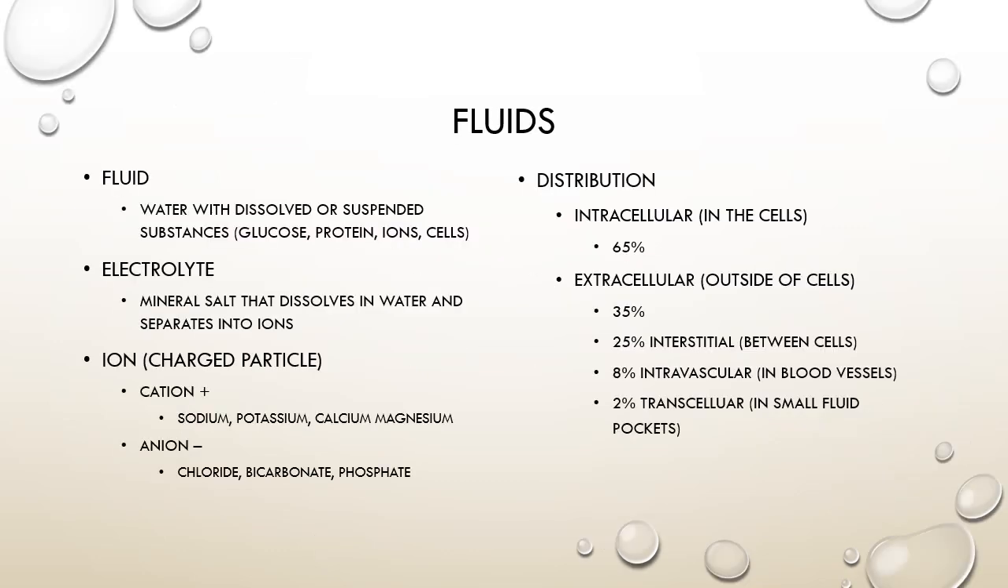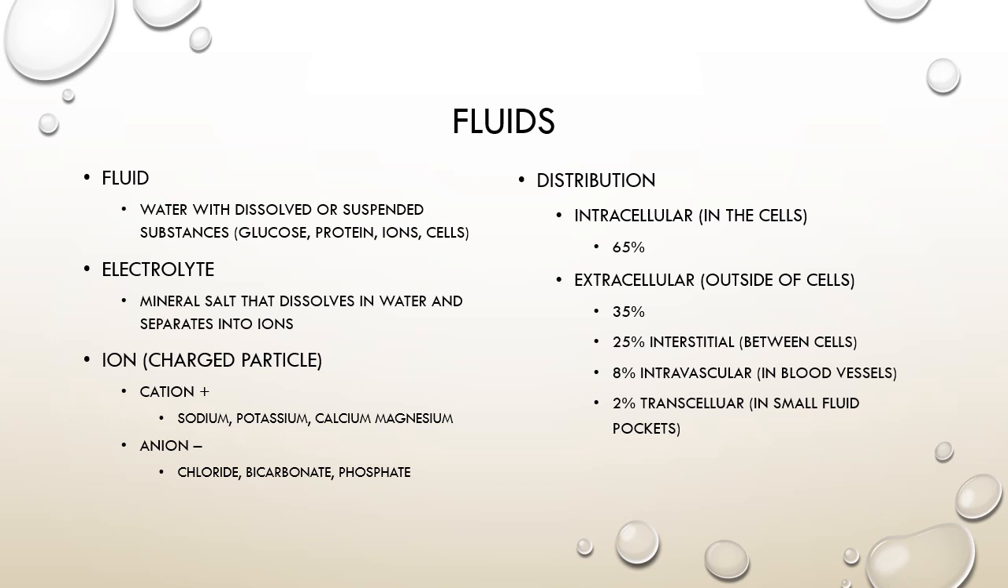So let's start with some of our definitions. Fluid is the water with dissolved or suspended substances. Typically these are things like glucose, proteins, ions, and cells. An electrolyte is a mineral salt that dissolves in the water and separates into ions. So what's an ion? It's a charged particle, and there are cations, which are positively charged particles like sodium, potassium, calcium, and magnesium, and there are anions, which are negatively charged particles like chloride, bicarbonate, and phosphate.